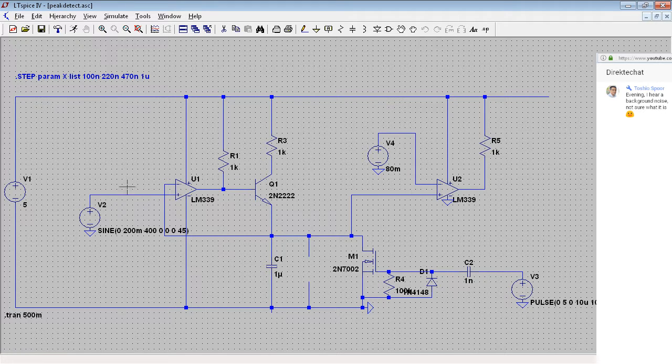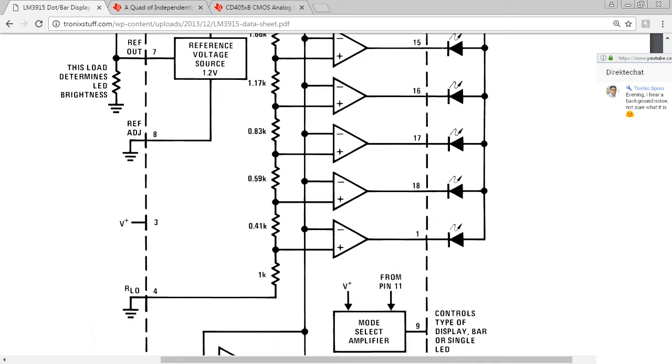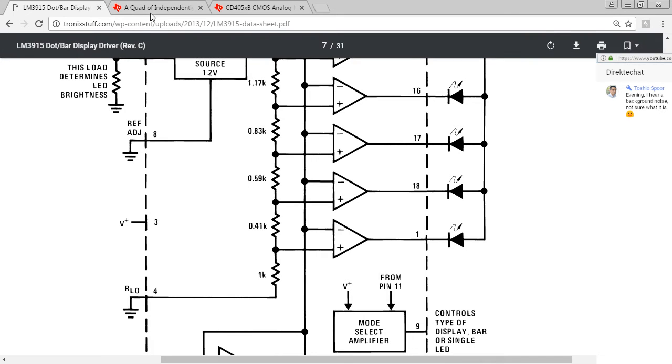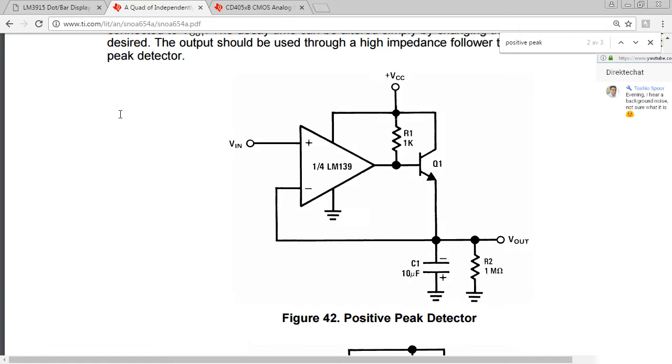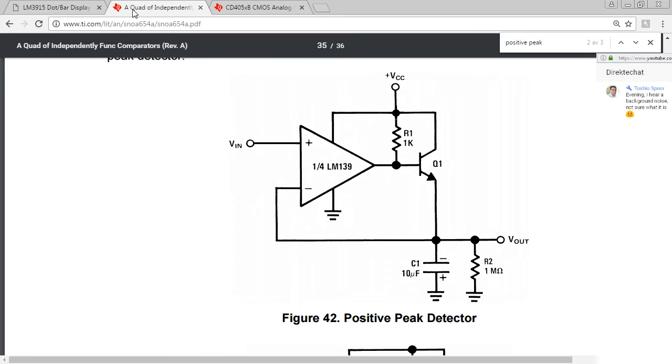Now, first I can show you the datasheet for it. So I brought up the datasheet. If you search for LM339 application notes, you get two results. You get one from onsemi, just a couple of examples, so steer away from that and go to the Texas Instruments one. You have an enormous amount of examples in there.